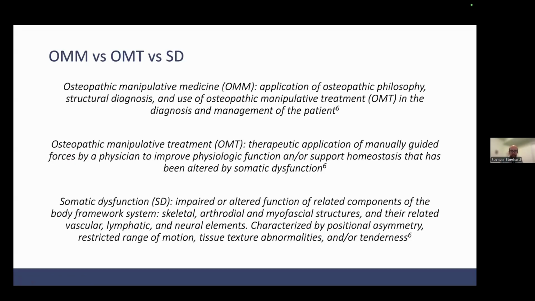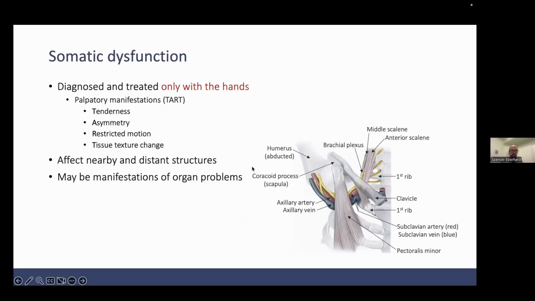And so this last little four things in that last sentence is pretty much how we define somatic dysfunction. So it's using our hands, putting them on a patient, and then finding tenderness, asymmetry, restricted motion, or tissue texture changes. And the more that we use our hands, the more we can gain understanding and knowledge by the feel and touch to actually understand what these tenderness, asymmetries, and restricted motions feel like.